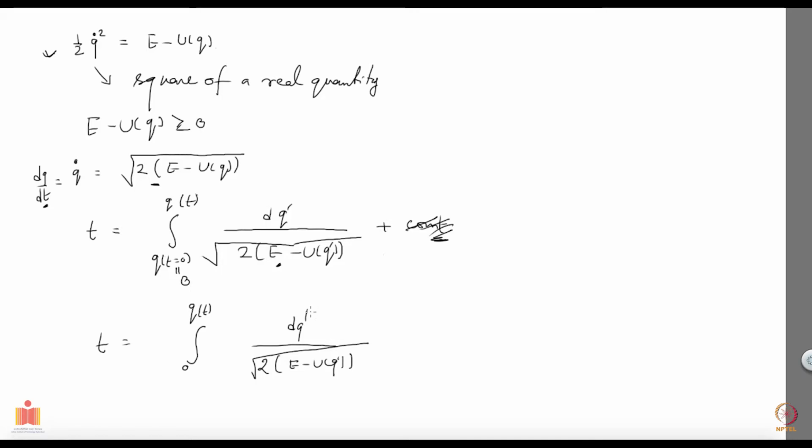Now, if I can calculate this integral, if you are given a U of q, and you see it's only the potential energy that describes this system, you can do this integral and get t as a function of q. In principle you can invert it. It may not be possible always, but let's say you can, and then you'll have the trajectory. But in any case, we call the problem solved because we have t as a function of q in principle.